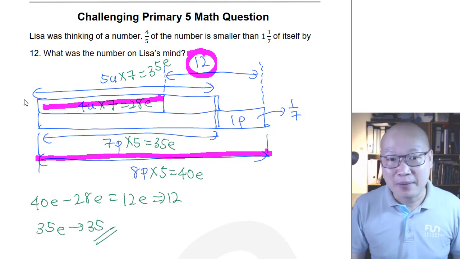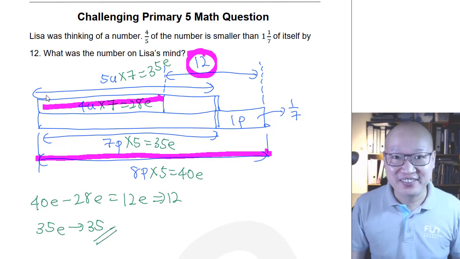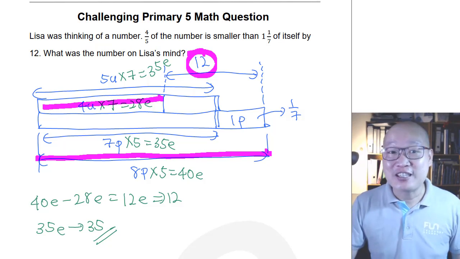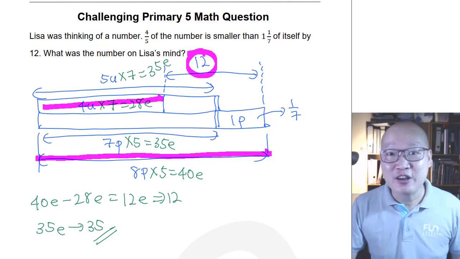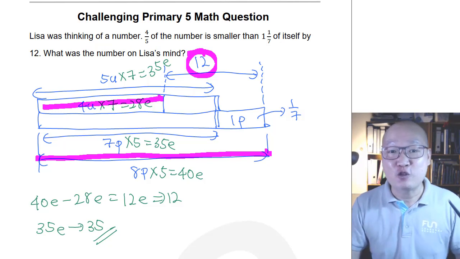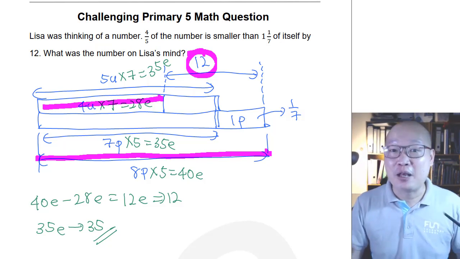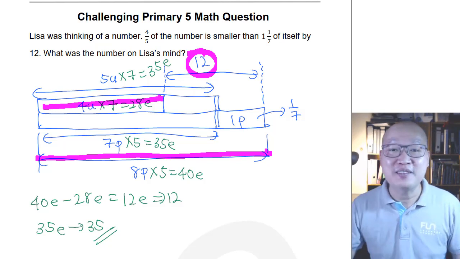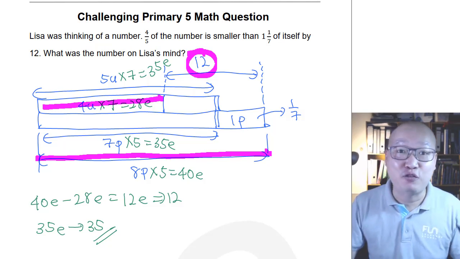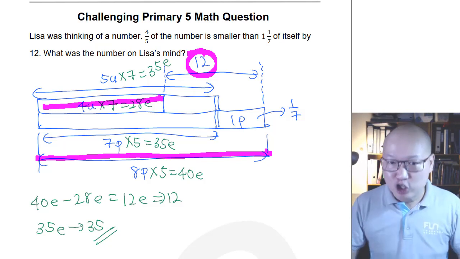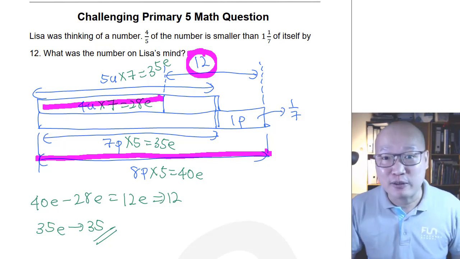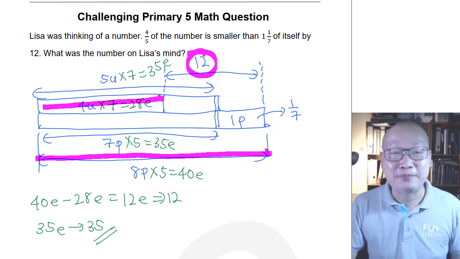Now, what was the number on Lisa's mind? 35. That's the answer. So do you notice that when your child is using the right models, he or she is going to solve heuristic questions in the fastest and most reliable manner. Our students have been applying this strategy and have no problems getting a minimum of 70 plus for the math paper. We have a lot more strategies your child can train in to excel in math problem solving skills.